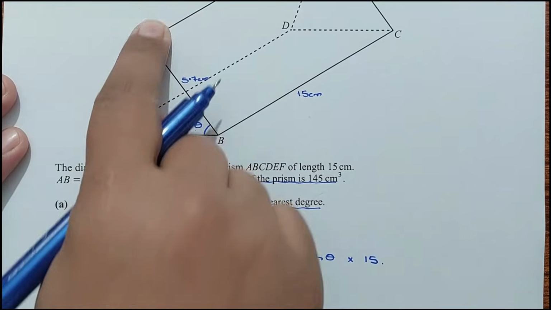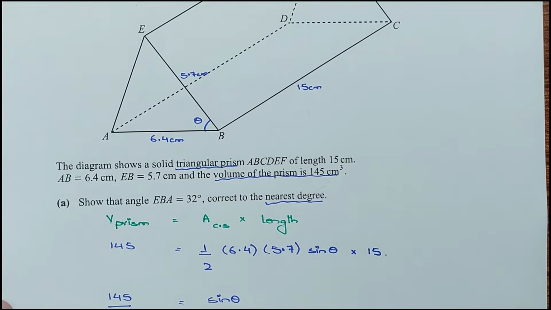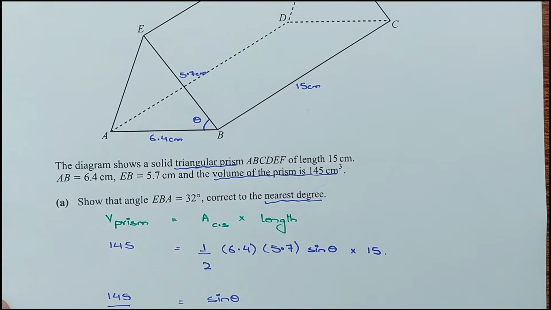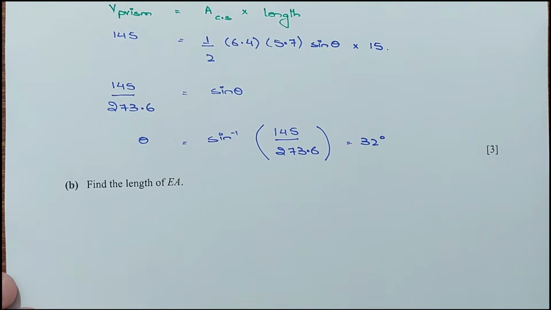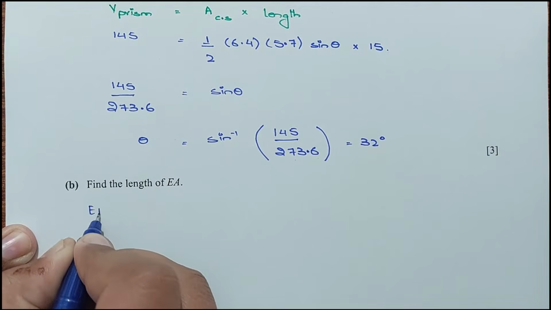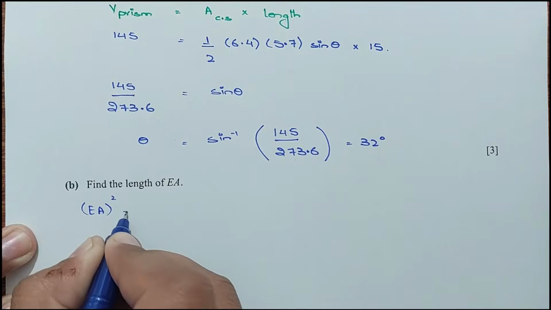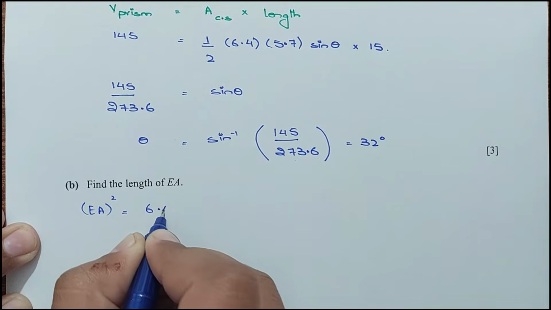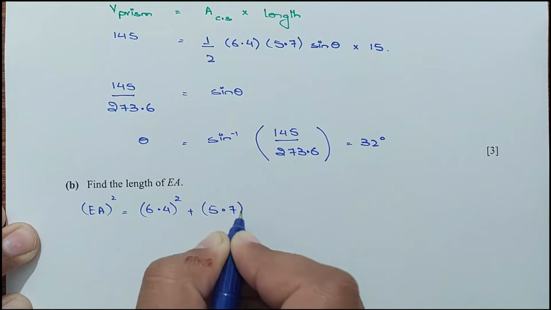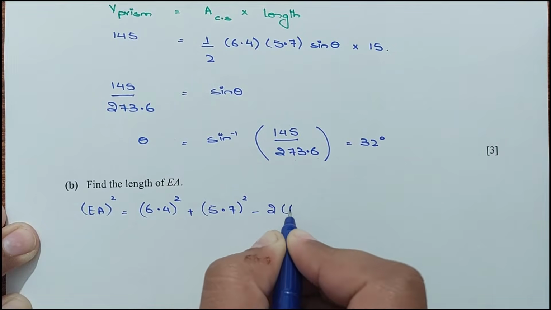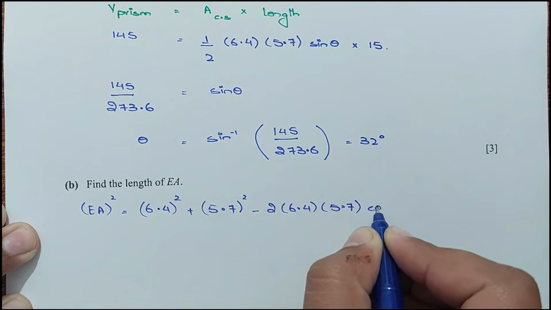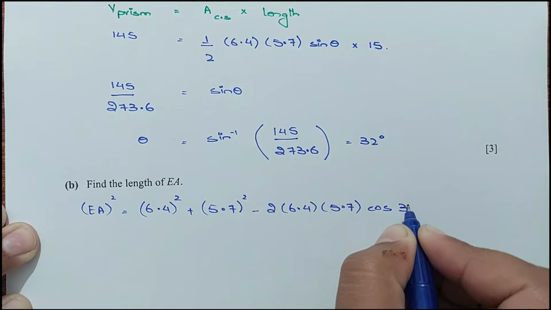Okay, E to A, we have to find this length. For this, we have two sides and one angle. We can use the law of cosine to get that length, right? So I can say EA squared equals 6.4 squared plus 5.7 squared minus 2 times 6.4 times 5.7 times cos of the angle 32.